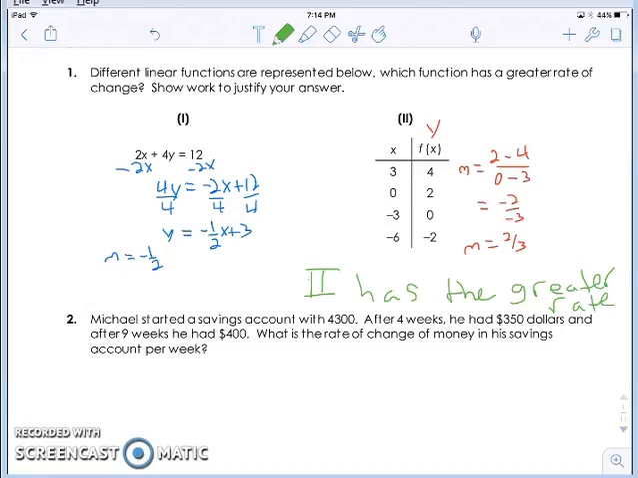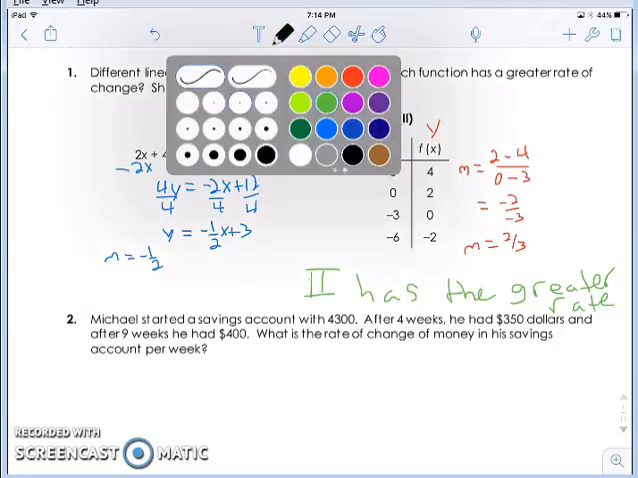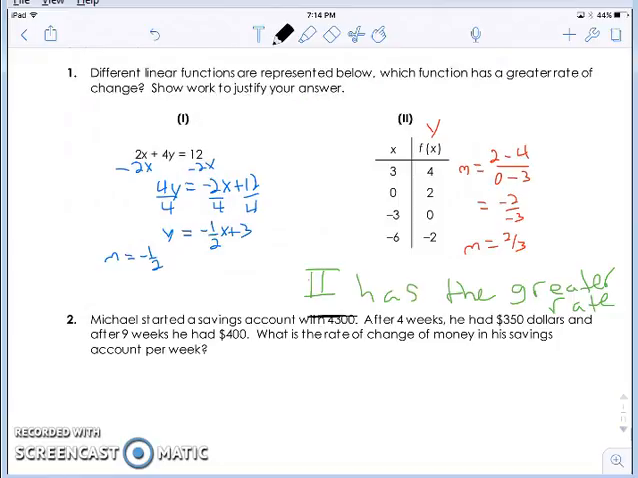Okay, I'm going to go on to number 2. This was a typo. The only really way this one can be done is if we ignore this first statement. And we say after 4 weeks he has $350, and after 9 weeks he has $400. What is the rate of change?